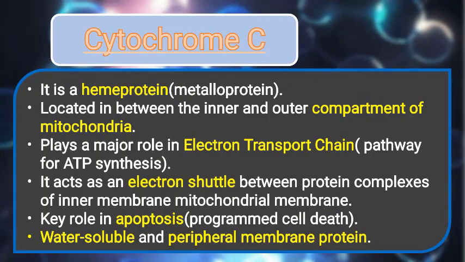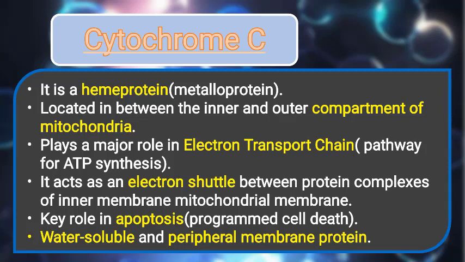Now let's look at cytochrome C, which is a very important protein present inside our body. It is a hemeprotein, meaning it is iron containing. It is located in between the inner and outer compartments of mitochondria. It plays a very important role in the ETC, the electron transport chain, a pathway for ATP synthesis. It serves as an electron shuttle or transport carrier between protein complexes. It also has a very important role in apoptosis, which is programmed cell death. It is a water-soluble protein and a peripheral membrane protein.